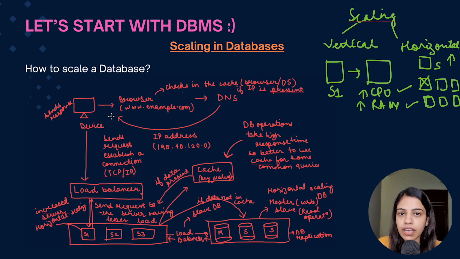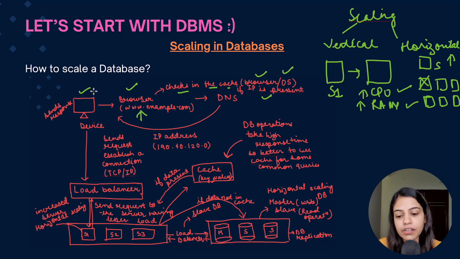So now coming back to the last example which we discussed. There was a device. Now in the device, we open the browser and provide the URL of the website which we want to fetch. Then for that URL, we need the IP address so that we can go ahead and ask the server for the details. For the IP address, first we need to check in the cache of our browser or operating system if the IP address is present.